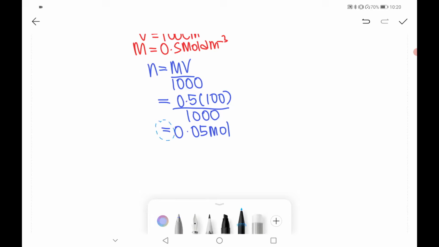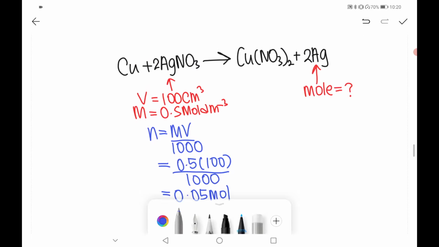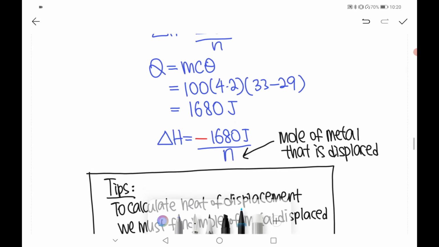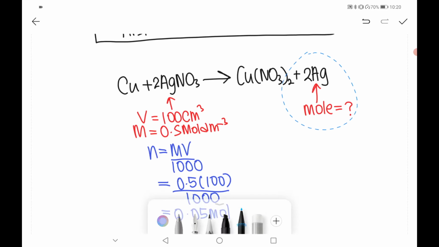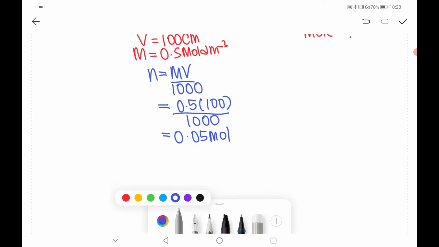But the mole that we get refers to the silver nitrate. We get the mole of silver nitrate, but we want the mole of the metal that is kicked out, which is the silver here. So when we know the mole of this, how do we find the mole of this one? We can do a ratio calculation.